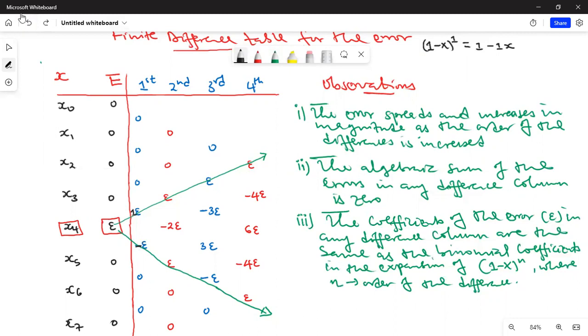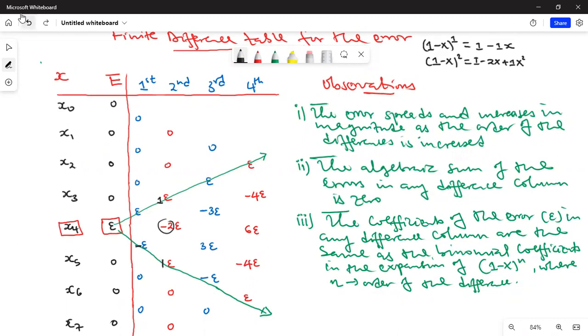Let's look at the second column. So our n will be 2. When we talk of second order, look at 1 minus x raised to 2. That is 1 squared minus 2x plus 1x squared, so the coefficients are 1, negative 2, and 1. They are here. Here we have 1, here we have negative 2, and here we have 1.